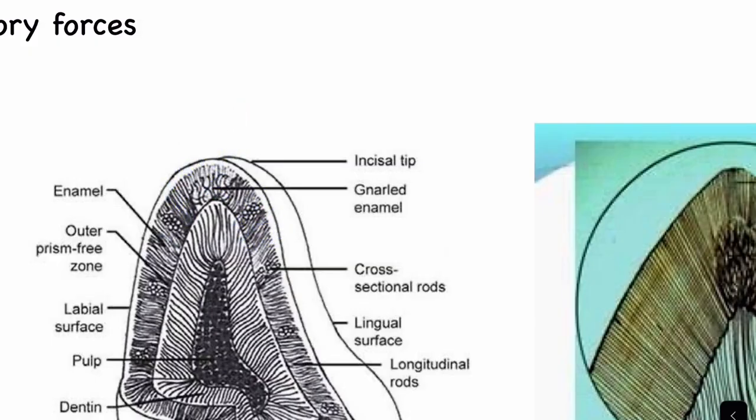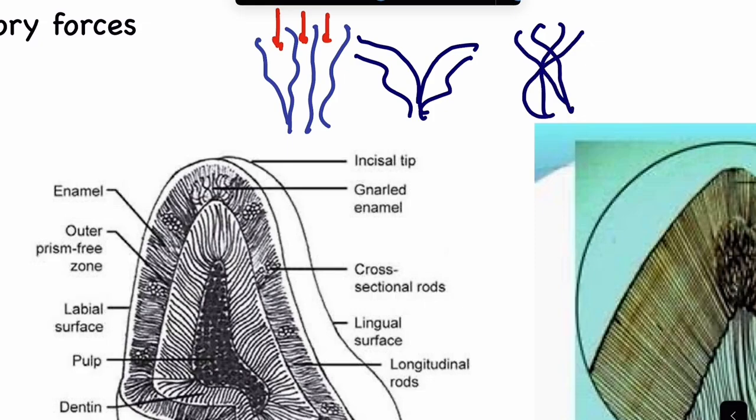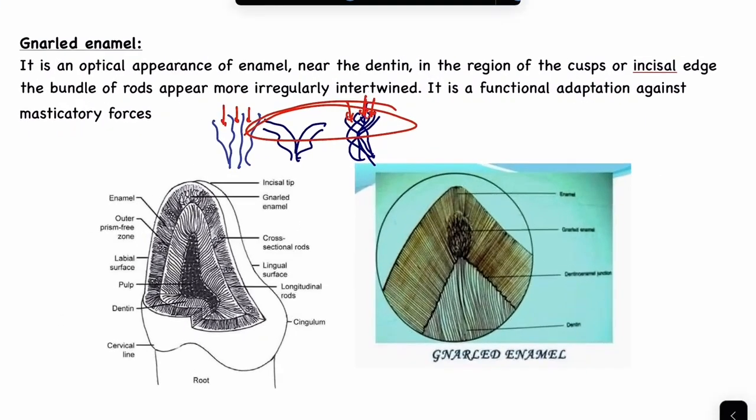Why is that? So let's just say I have this rod, okay, and they are all going straight in one direction. Now I have this force acting. What will happen? They're not intertwined. What will happen is these rods will go like this. Okay, they will bend against the forces. But if the same rods are intertwined like this, all right, now if a force acts, they won't be pulled apart. So this is how it's an adaptation against masticatory forces.